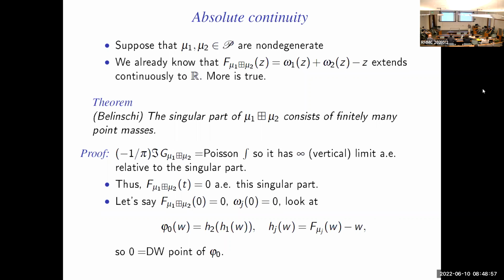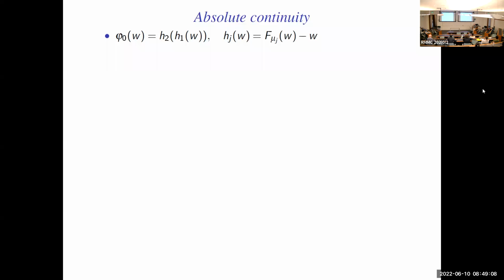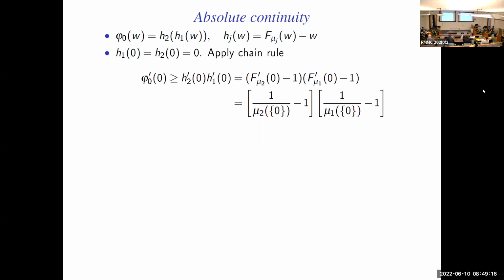0 is therefore the Denjoy-Wolff point of this map phi sub 0. And therefore phi 0 of w, so phi 0 of w is h2 of h1 of w. And this is, I'm just repeating. So h1 of 0 and h2 of 0 are equal to 0.